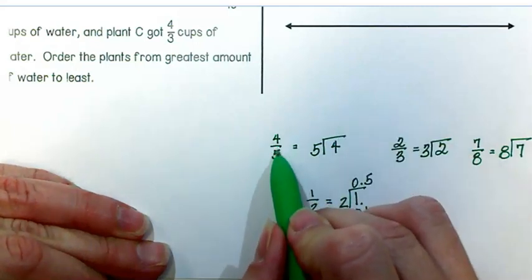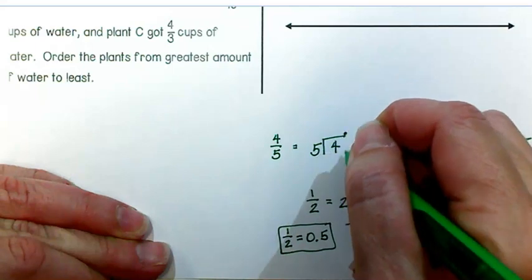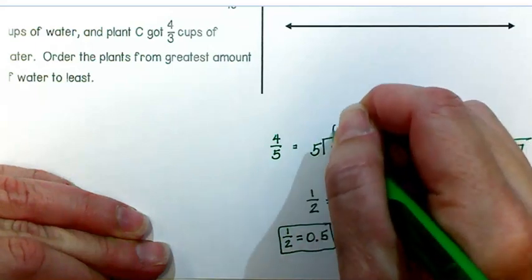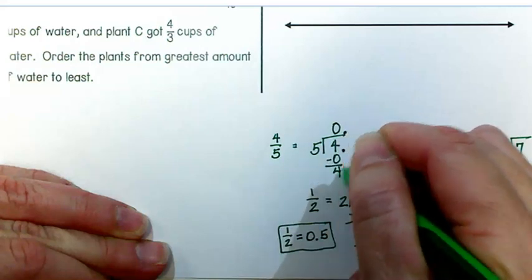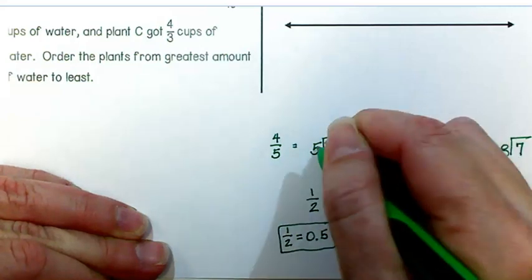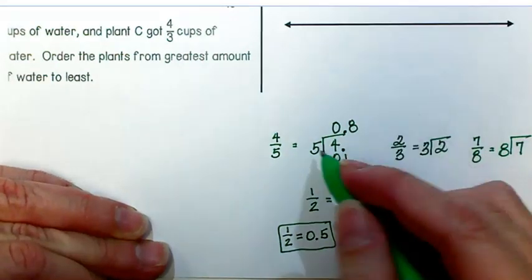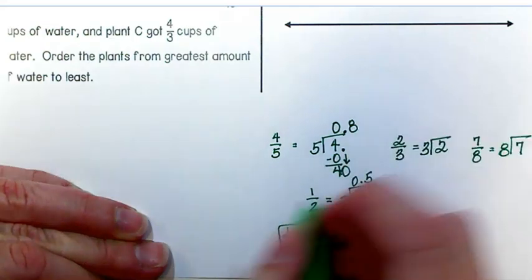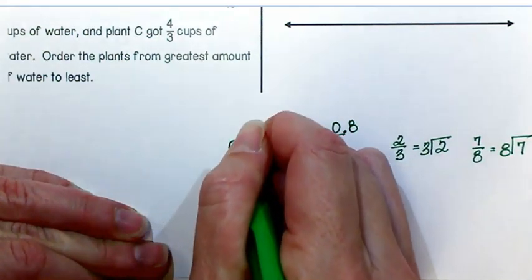4 over 5. 4 divided by 5. 5 will not go into 4. Bring down a 0. 5 will go into 40 8 times. 8 times 5 is 40. I'm going to have nothing left over. So 4/5 is the same as 0.8.